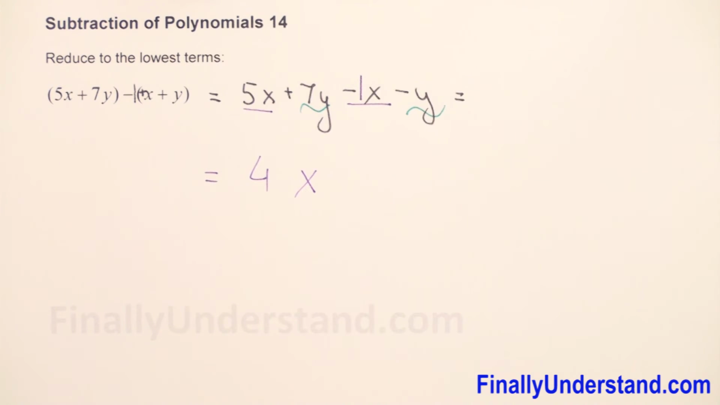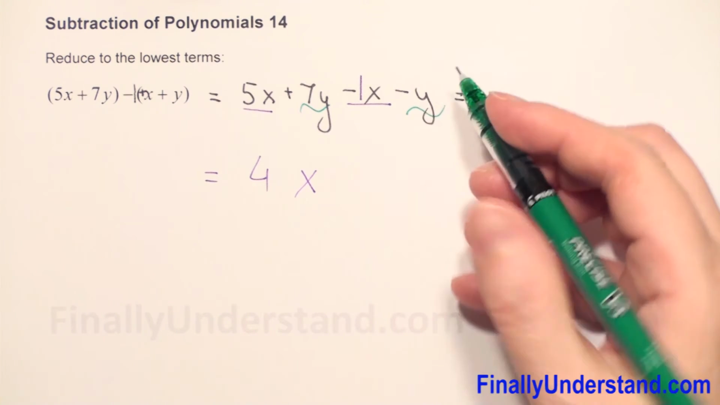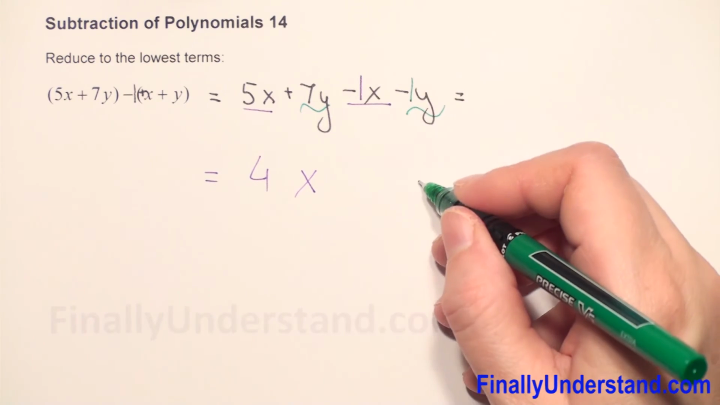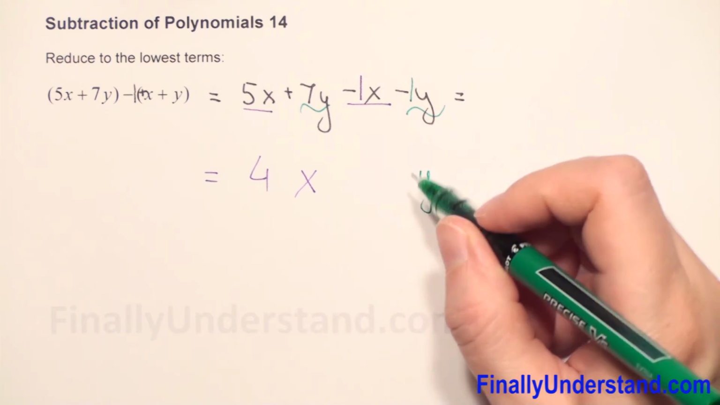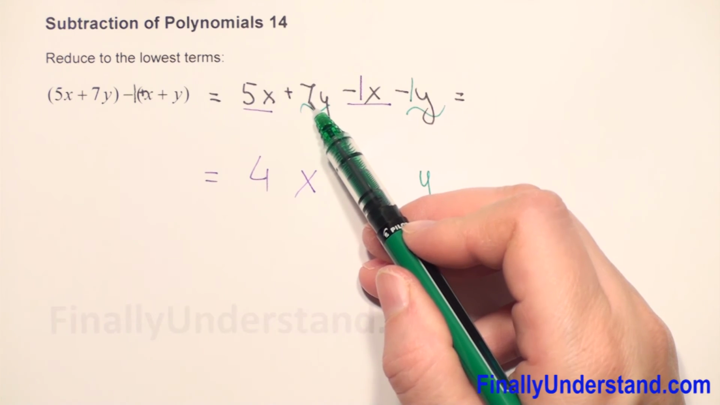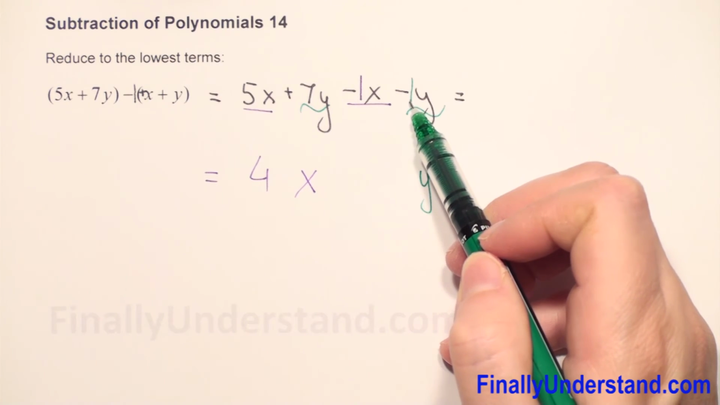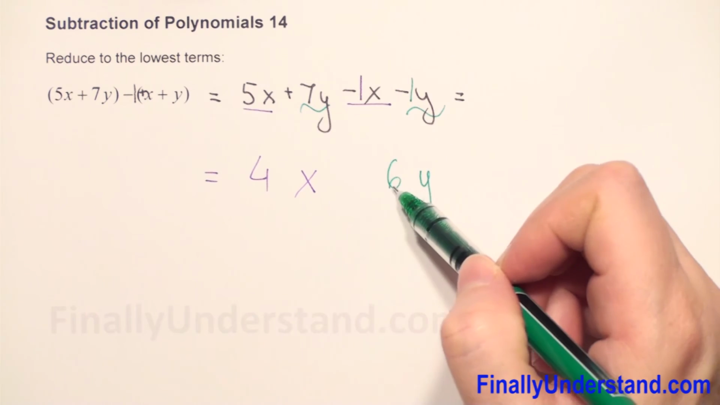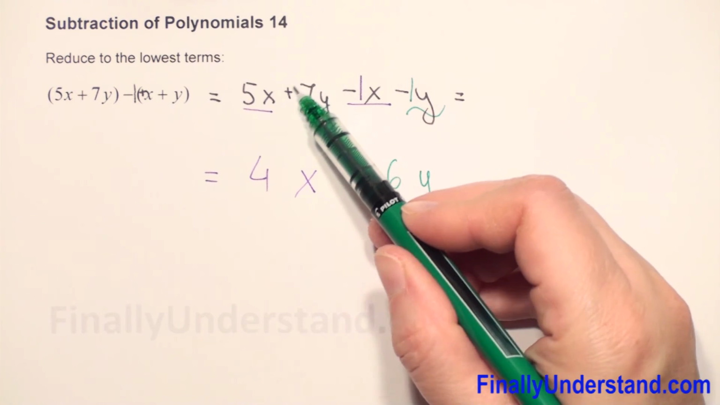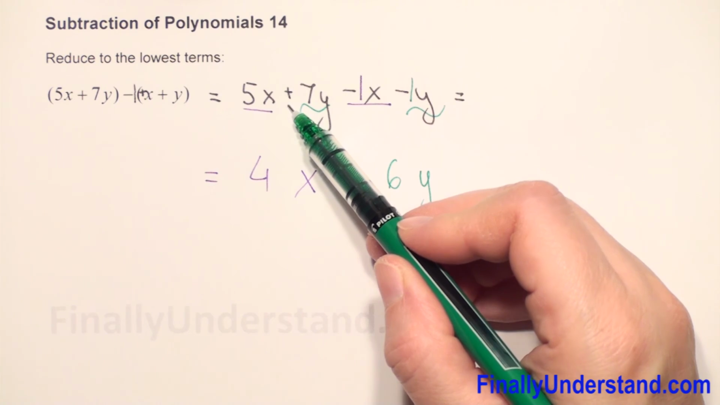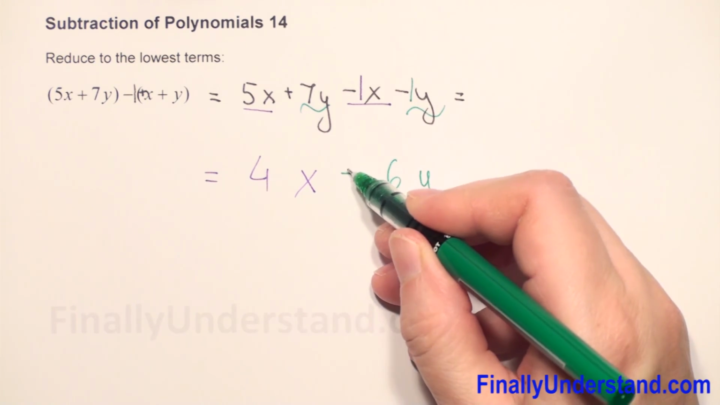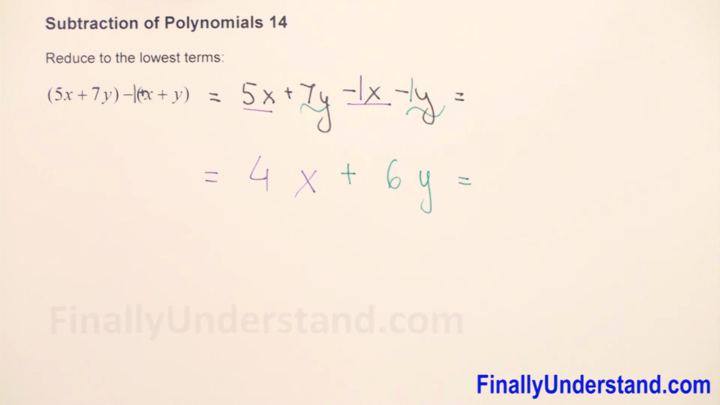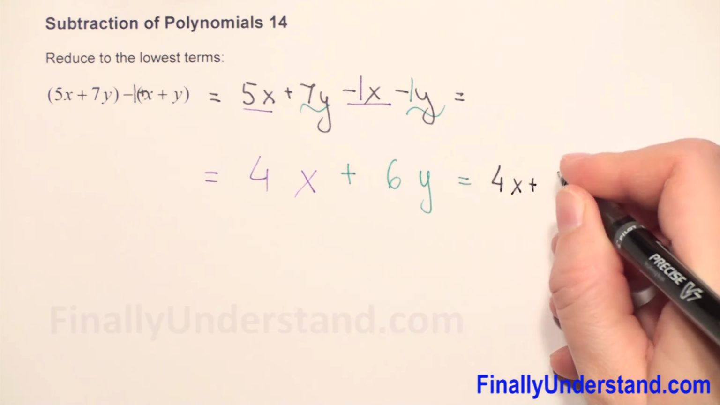And next we have 7y minus y. Again, we have an invisible 1 here, so we keep the variable y, we rewrite it, and we just subtract the coefficients. We have 7 minus 1. This is 6. And the sign is positive 6, because the greater number is positive 7 and we have negative 1. So we keep the sign of the greater number. So this is my solution. We have 4x plus 6y.